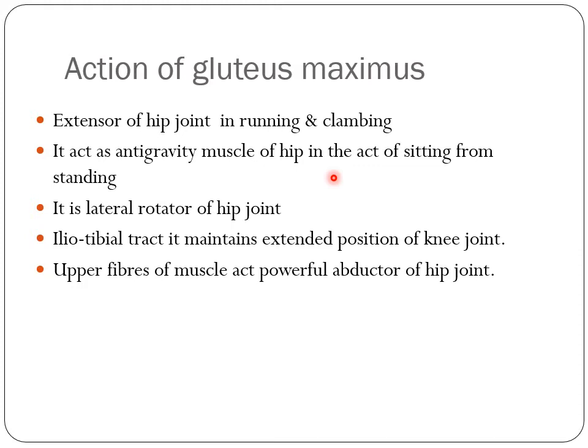Another action is through the iliotibial tract. It maintains the extended position of the knee joint. The upper fibers of this muscle act as a powerful abductor of the hip joint. So these are the actions of the gluteus maximus.